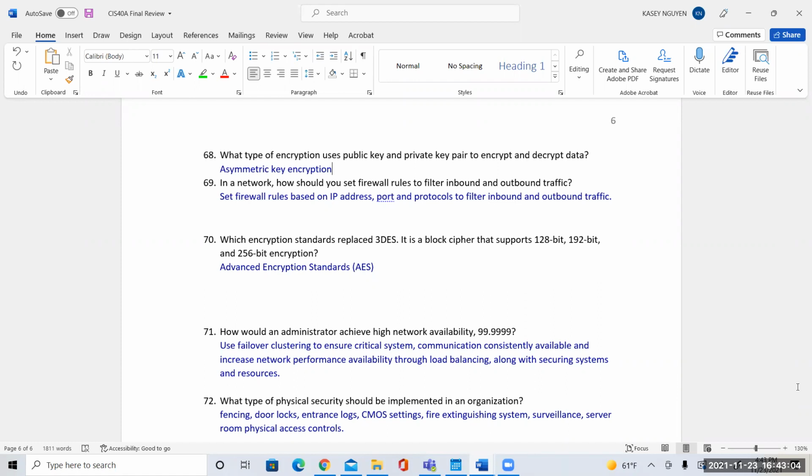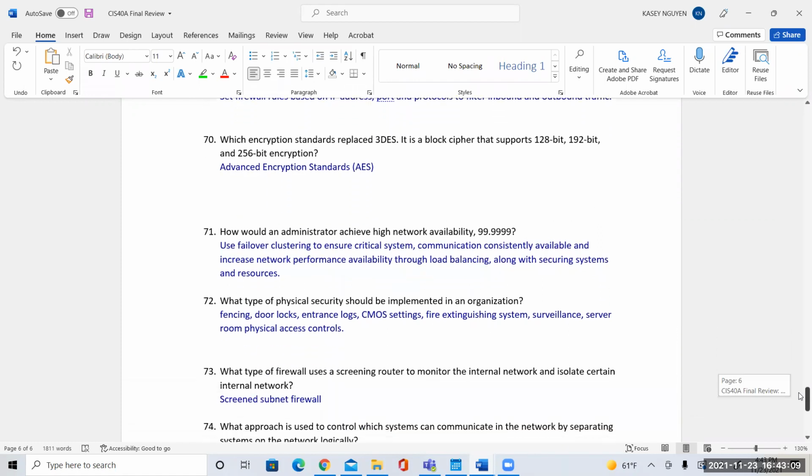72. What type of physical security should be implemented in the organization? This is easy, right? We should have fencing. And in the book, it talks about how you should use barbed wire and so on. But there are a lot of different types of fencing out there.